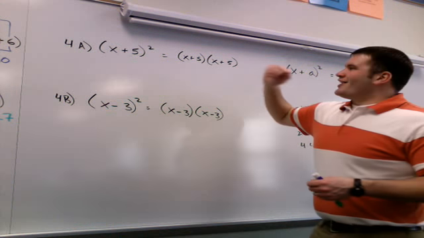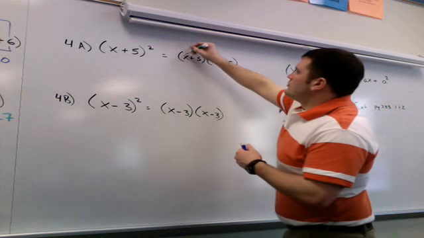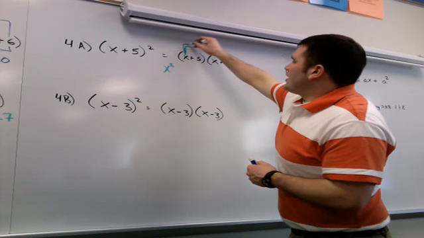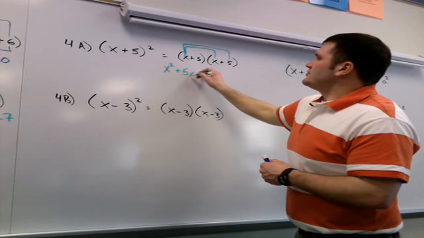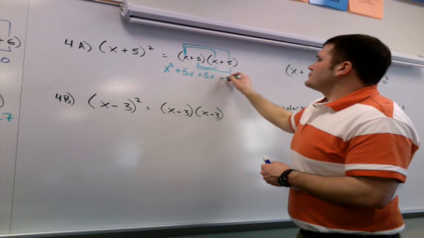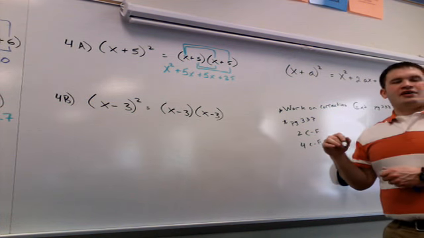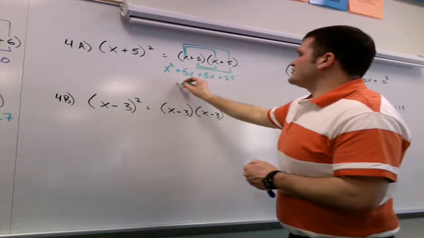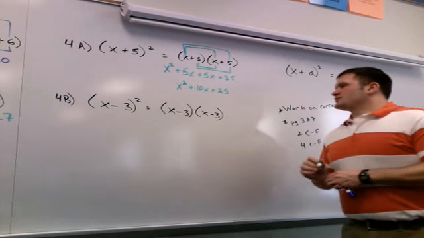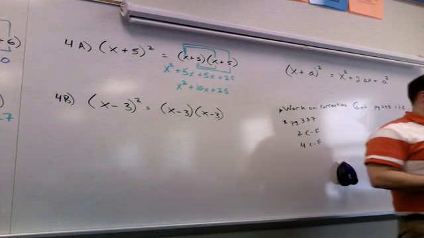All right. So if I'm going to FOIL this, we use the same thing. First times first. So first, what's that give me? x squared. Outsides, 5x. Insides, 5x. And lasts, 25. So x squared plus 5x plus 5x plus 25. What can I combine? The 5x's. So we get x squared plus 10x plus 25. Does that make sense? All right, try 4b.